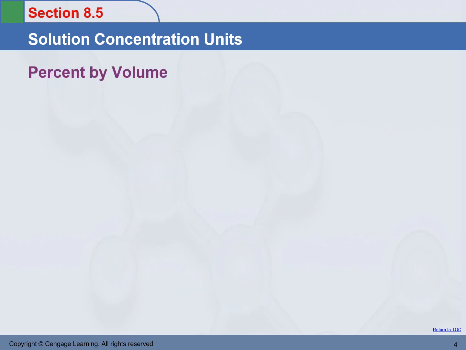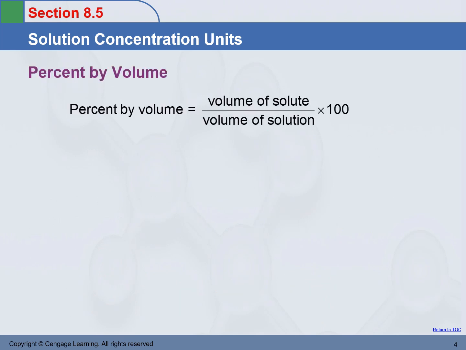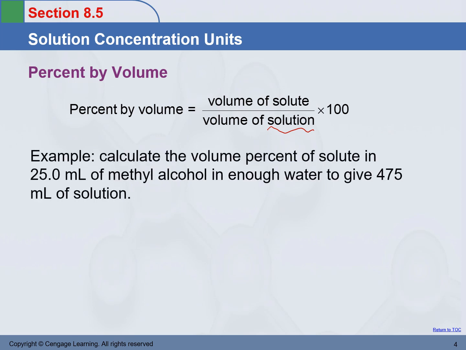Now percent by volume equals the volume of the solute divided by the volume of the solution. Again, at the bottom is the volume of the solution, multiplied by 100. Calculate the volume percent of solute in 25 mL of methyl alcohol. Methyl alcohol is the solute. Enough water is added to give 475 mL of solution. 475 mL is the volume of the solution.